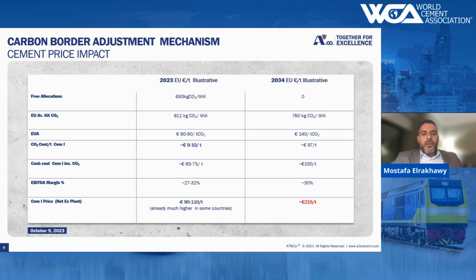So the implication, if we consider a constant EBITDA margin, is that this will affect the cement price, which is currently 90 to 110 euros per ton. It will be affected to increase to around 115 euros per ton in 2034.